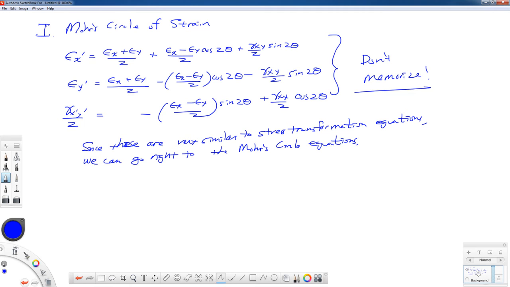that they are very similar to the stress transformation equations, except instead of sigma x, we have epsilon x. Instead of sigma y, we have epsilon y. Instead of tau xy, we have, and this is important, gamma xy divided by 2. So we have a divide by 2 that shows up on our shearing strain terms. So without getting into the details, we can construct our Mohr's circle of strain based on the fact that we can write these in a slightly different way.